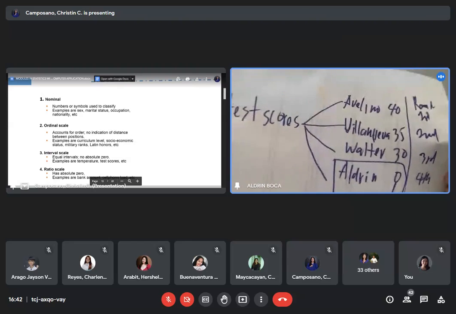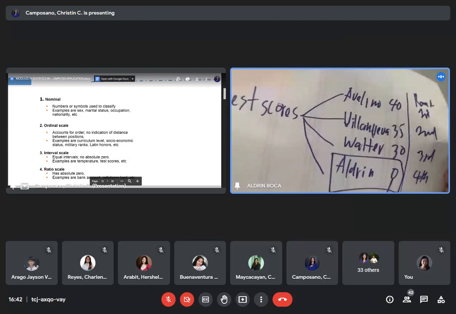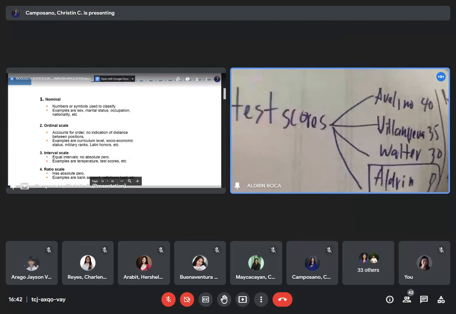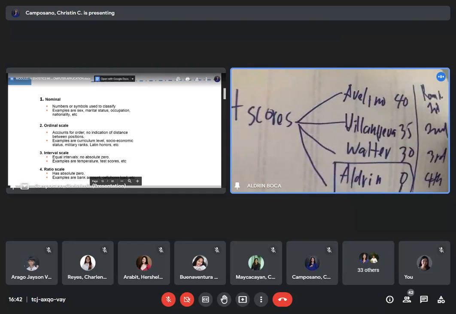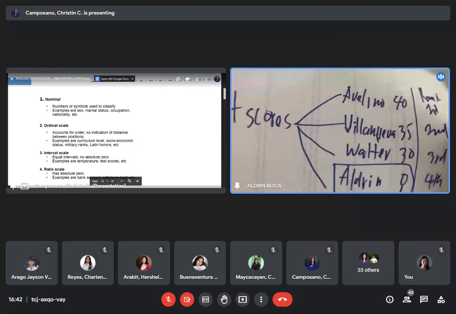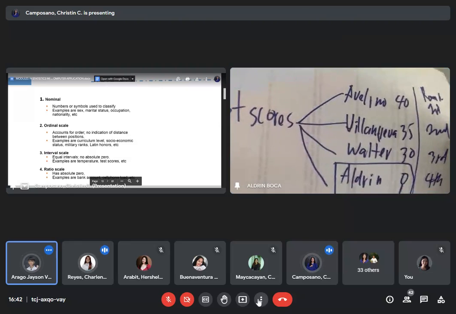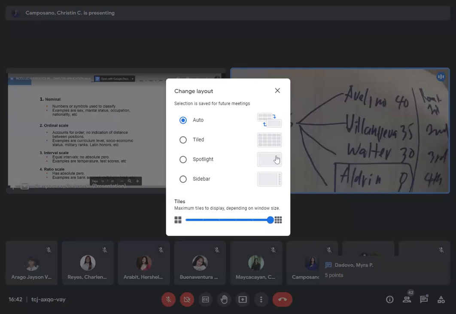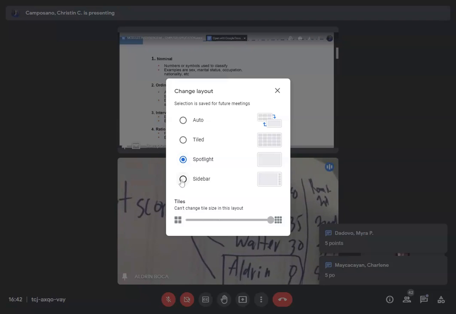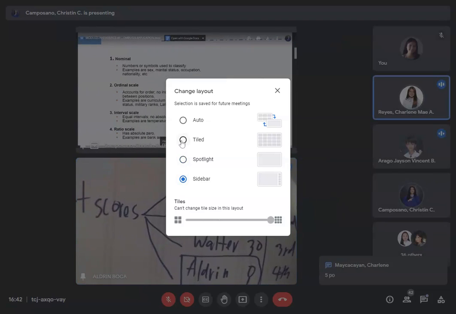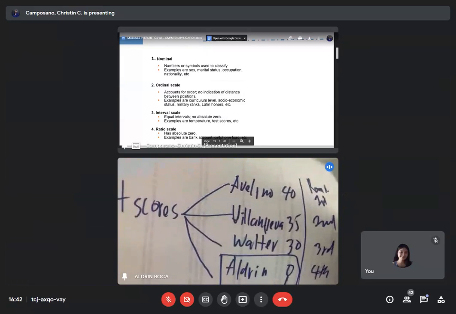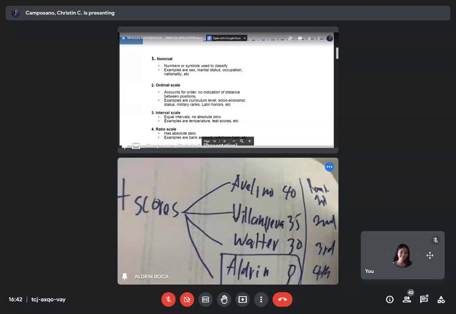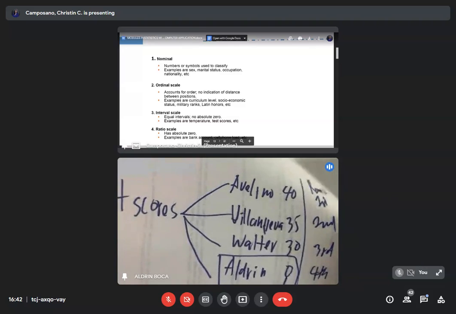Okay? What is the difference between the score of Avelino and Villanueva? 5 po. Okay. Next, what about Avelino and Walter? 10 po. 10. Avelino and Aldrin, 40 po. 40. Villanueva and Walter, 5 po. Villanueva and Aldrin?